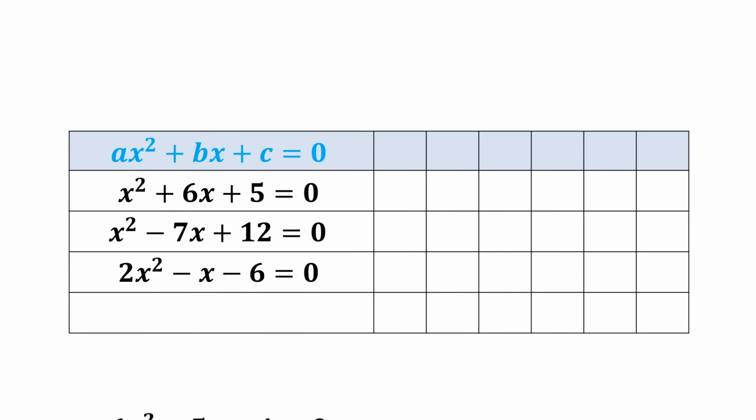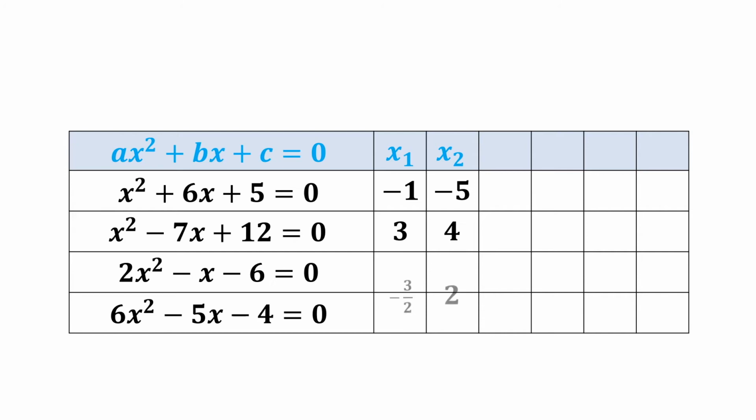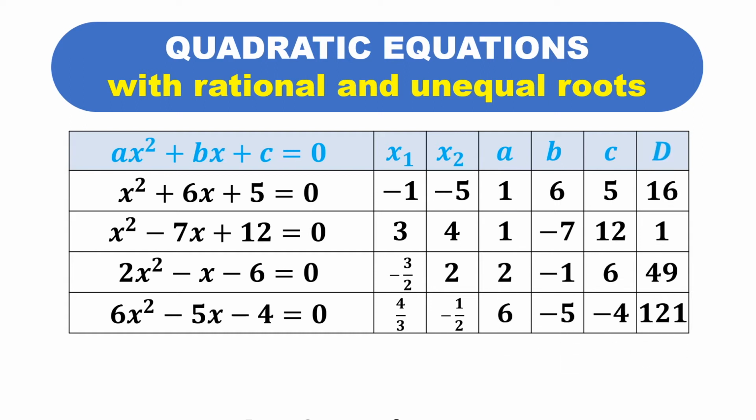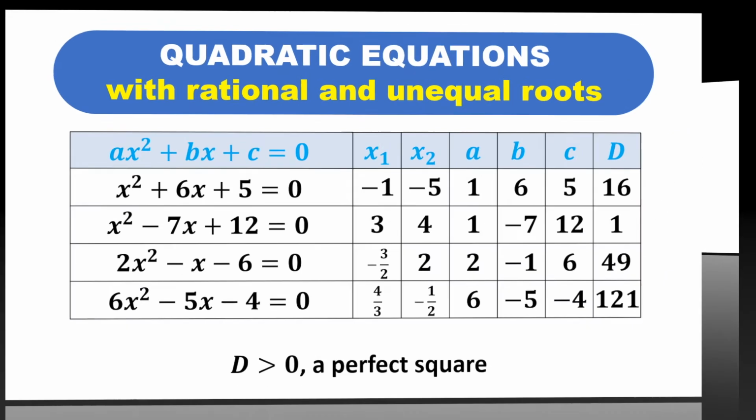Let's have another set of quadratic equations. Each quadratic equation is in standard form, and the left side of each of these equations is not a perfect square trinomial. If you will solve for the two roots of each of these equations, you will see that the roots are both real, rational, but unequal. Also, if you will calculate the discriminant, the value of d of each of these quadratic equations is greater than 0 and is a perfect square.